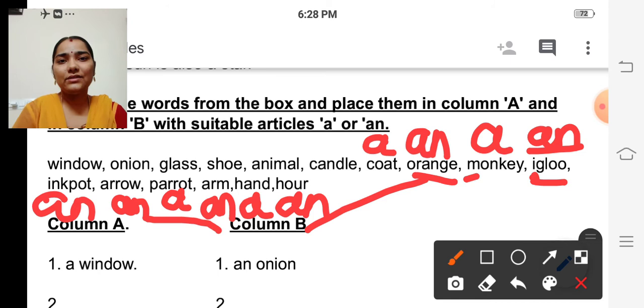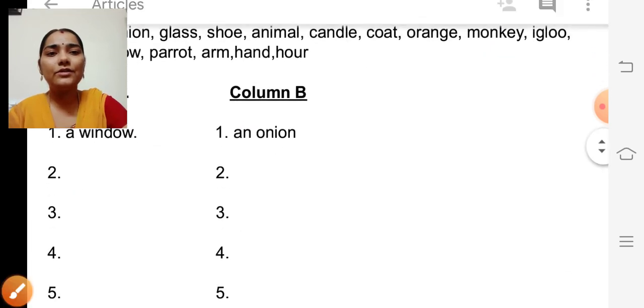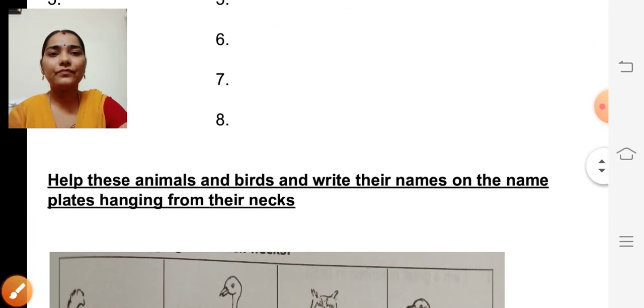So is it all clear, children? Yes. Where we have to place A and where we have to place an. If the word starts with a vowel or vowel sound, then we have to place the article an. Okay. So we have to place the article A before the word starting with other than the vowel letters. Other than the vowels. Okay. So let's move on to the next one.